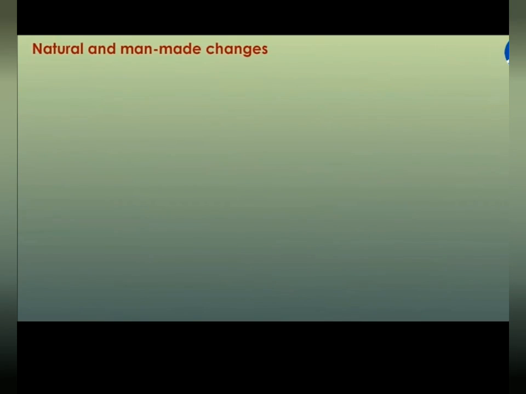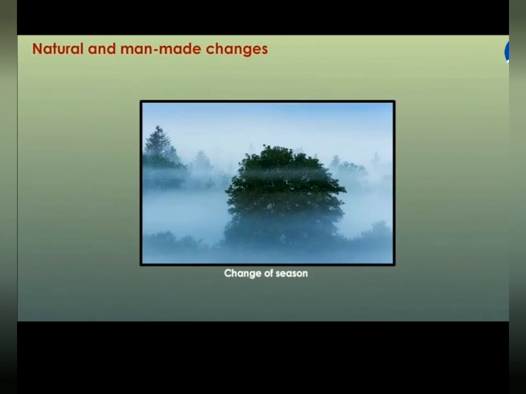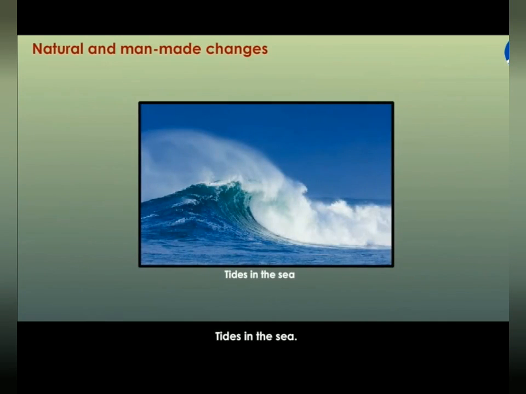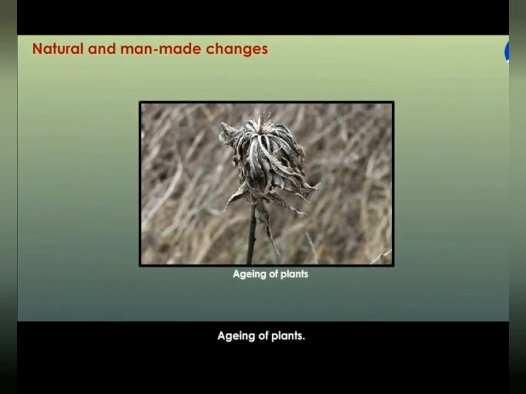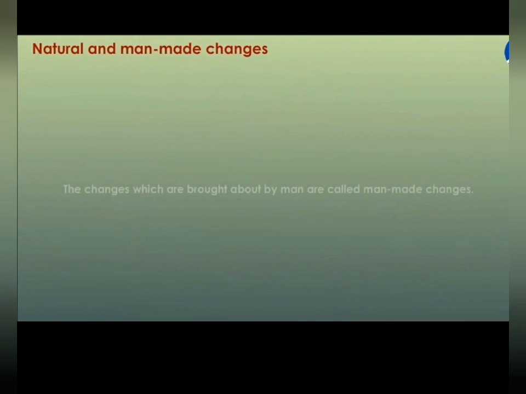Natural and man-made changes. The changes which are brought about by nature itself are called natural changes. These changes are beyond the control of man. Change of season, tides in the sea, aging of plants, landslides are a few examples of natural changes.